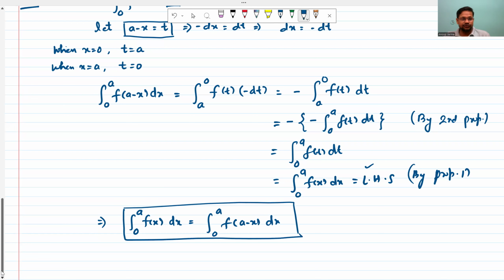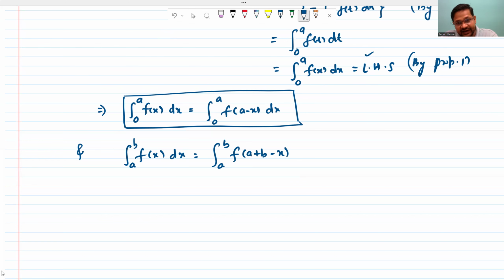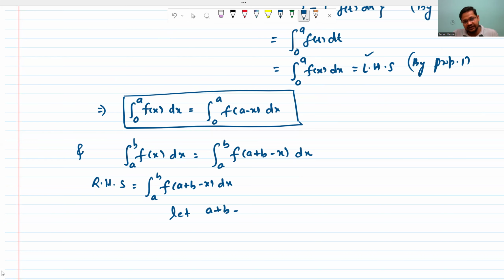Let's also look at the more general part of it. You can say the integration from a to b of f(x) dx is just equal to the integration from a to b of f(a plus b minus x) dx. Note that we added both limits and then subtracted x. So in this RHS we can substitute. This is a to b of f(a plus b minus x) dx. Similarly, we can do this one too. Here we let a plus b minus x be equal to t. This implies minus dx is equal to dt.